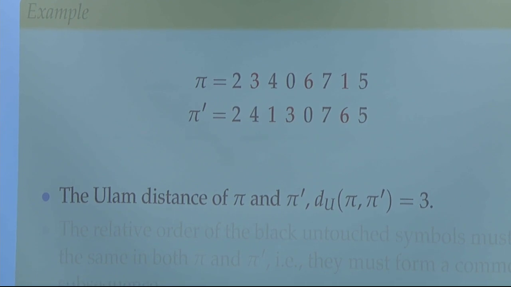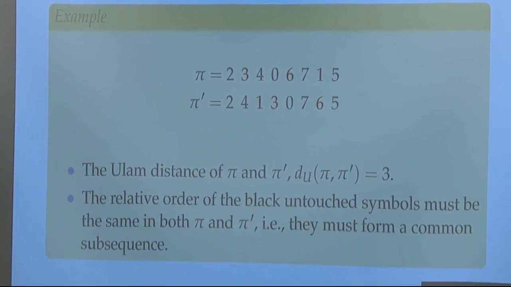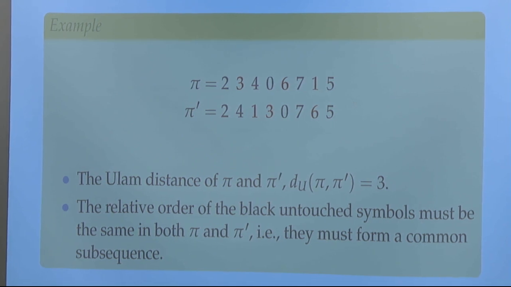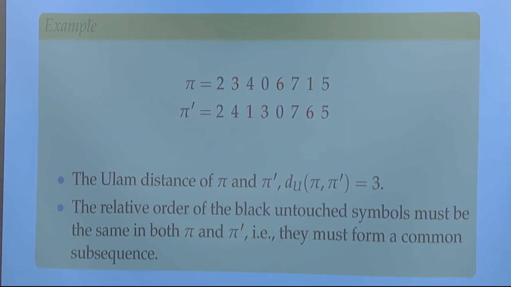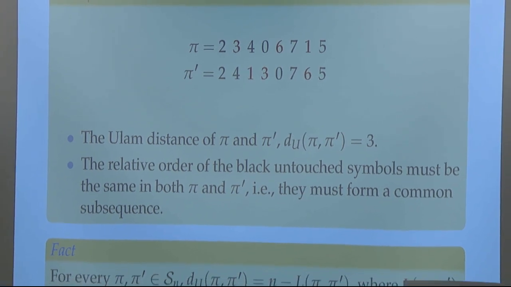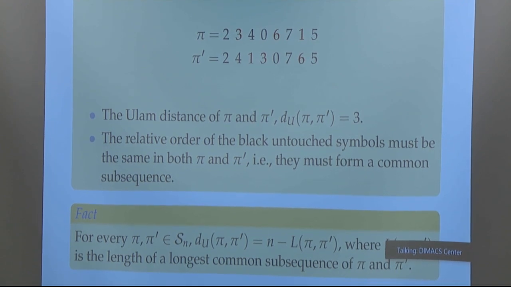There's another observation that we can make here, which is if you look at all the symbols that we did not touch, which means the black symbols, these are the untouched symbols. The relative order of these symbols must be the same in both pi and pi prime. Otherwise, we would have needed to touch them. So these black symbols, they must form a common subsequence of pi and pi prime. Moreover, since we're trying to minimize the number of moved symbols, we're trying to minimize the number of red symbols, so we are trying to maximize the number of black symbols. So actually, these black symbols, they form the longest common subsequence of pi and pi prime. So we have this following very nice fact, which says that the Ulam distance between two permutations pi and pi prime is n minus the length of their longest common subsequence. Or in other words, if you want to make the Ulam distance large, you want to make the LCS small and vice versa.